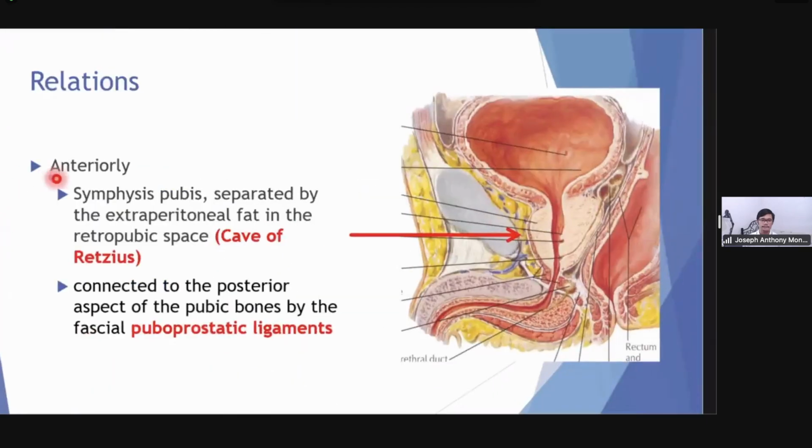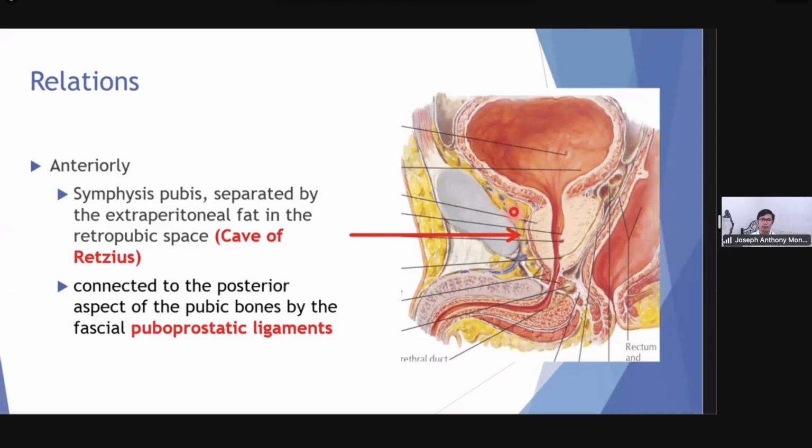Okay, we now discuss the structures present anterior to it. From the name itself, again, you really have to make use of your atlases. Anterior to the prostate as a whole, you would be appreciating the pubic symphysis.